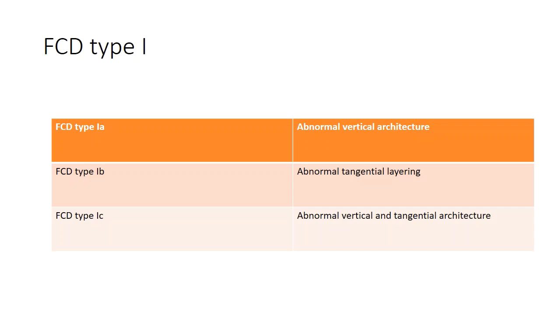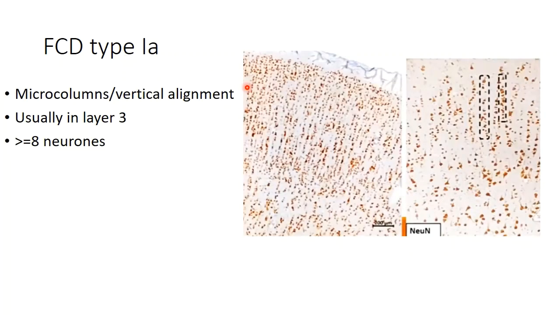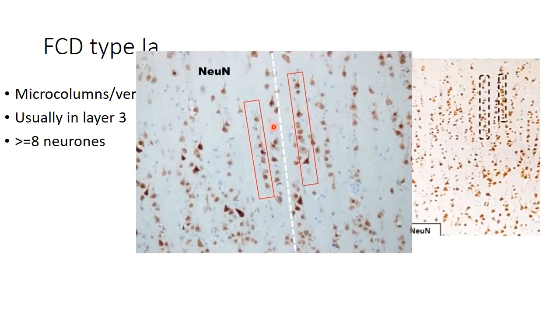Now let's see. In type 1A, as I said, there is an abnormal vertical architecture. That is, there is formation of microcolumns. What are these? These are microcolumns. These microcolumns usually have more than or equal to 8 neurons and they typically involve layer 3 of the cerebral cortex. So if we see it under high power, we see that there are more than or equal to 8 neurons in layer 3, typically arranged in a vertical fashion.